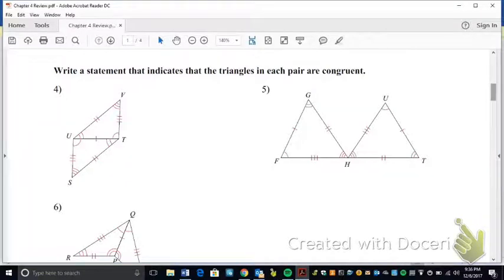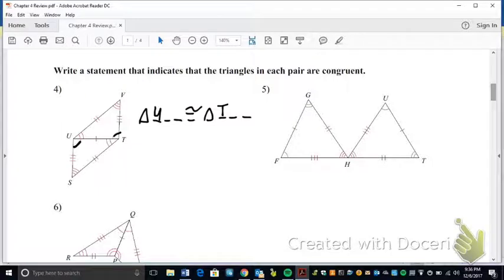So write a statement that indicates that the triangles in each pair are congruent. So for 4, 5, and 6, all of these are congruent. And we know that a triangle congruency statement is going to look something like that. Triangle, 3 letters, is congruent to triangle, a different 3 letters, or at least a different setup. So here what we're going to do is look at how the angles match up. So we're going to look at the bottom triangle. We get U, that's got 1 arc, and that is congruent to the triangle with 1 arc in the top triangle, so U and T.